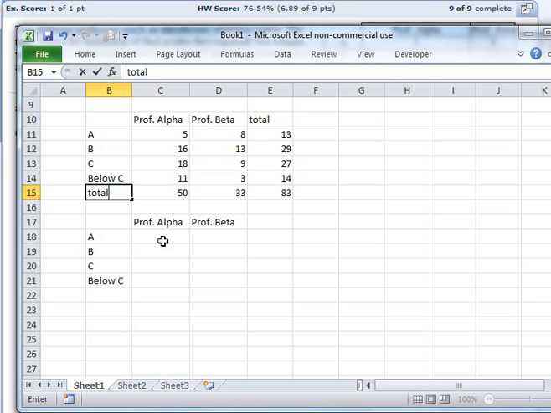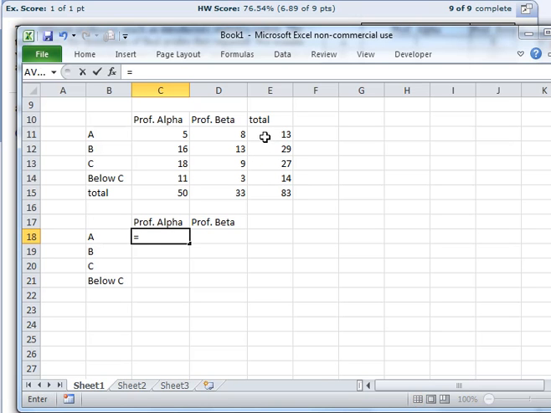So to figure out how many you expect to see, you take the proportion of A's in the totals, 13 out of 83, and then you multiply that by the number of students that Professor Alpha had, and that would tell you how many A's you should expect if it's independent, if it doesn't matter.